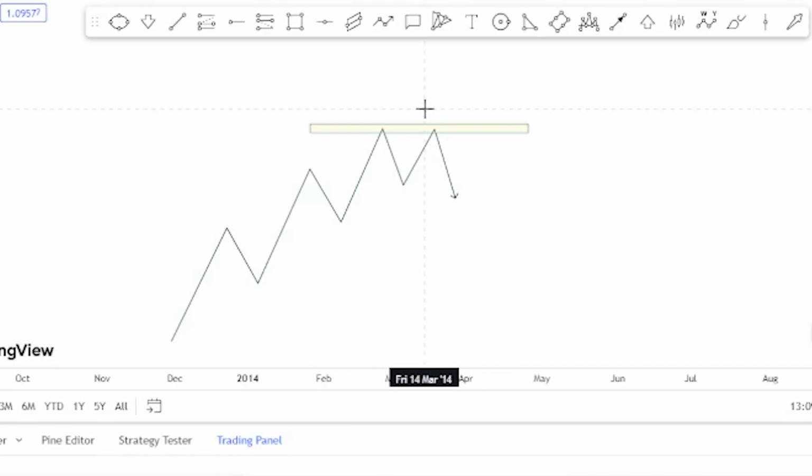By doing that, we are forming the two tops. And those tops are called the double tops. And those tops are going to give us the signal for the reversal to the downside.